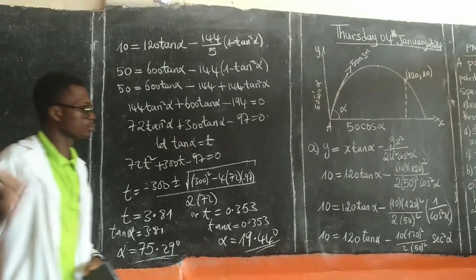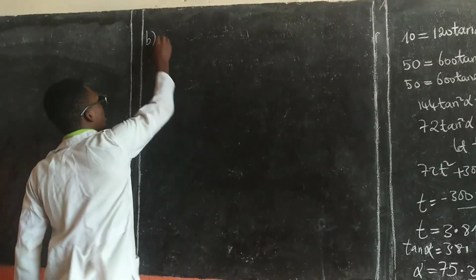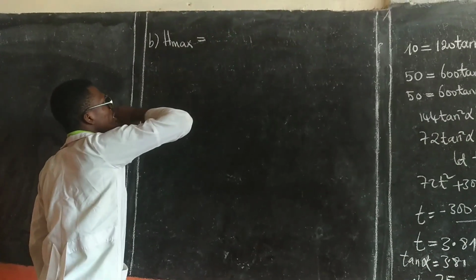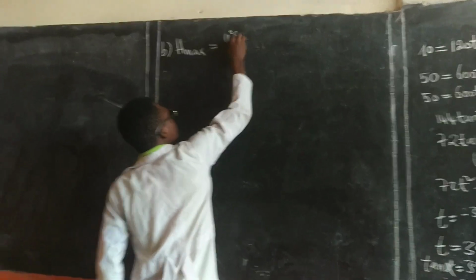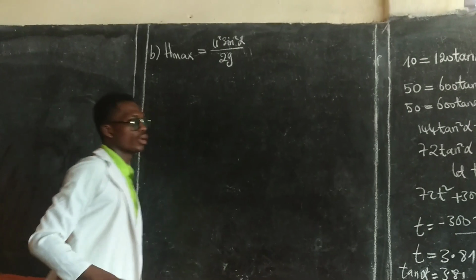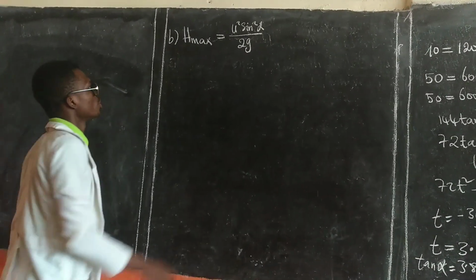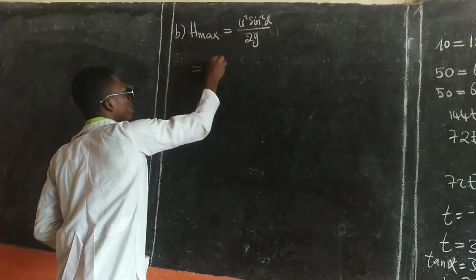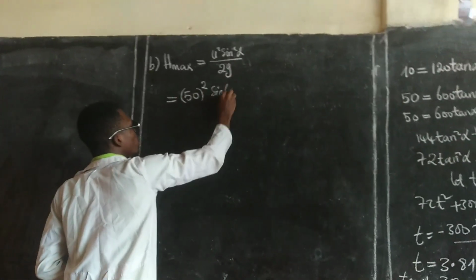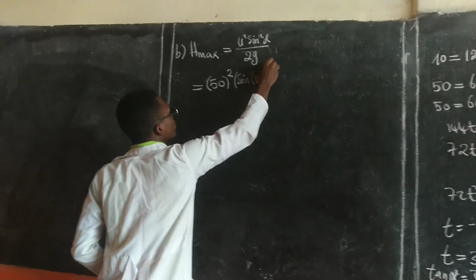Now we go to B. Now I am looking for the maximum height, and the maximum height H max is given by u squared sine squared alpha on 2g. Now I'm looking for the maximum height given that the angle of projection was 30 degrees. So now I know my u, the speed was given as 50, sine of 30 squared on 2g.